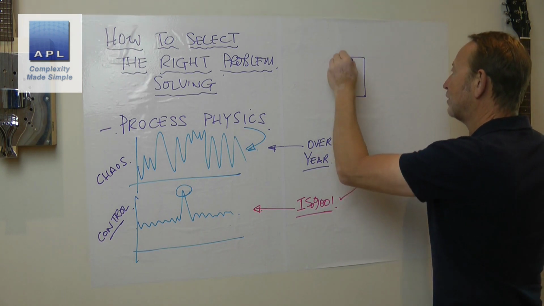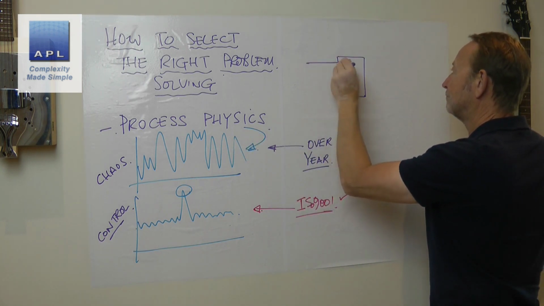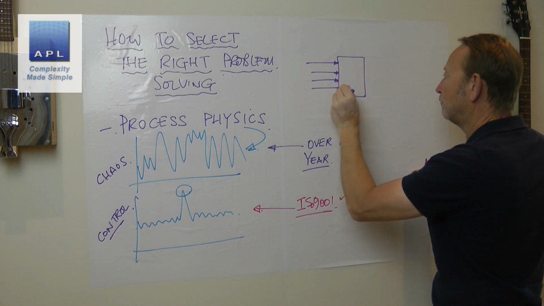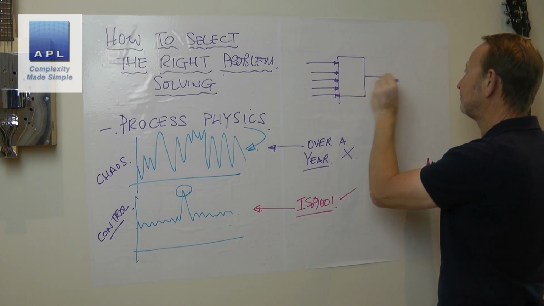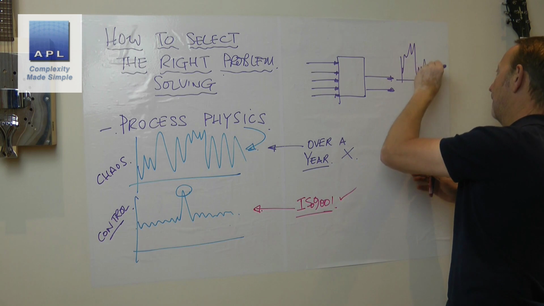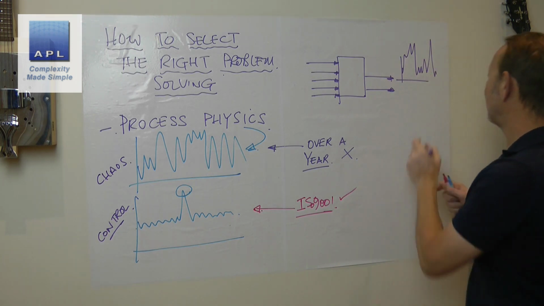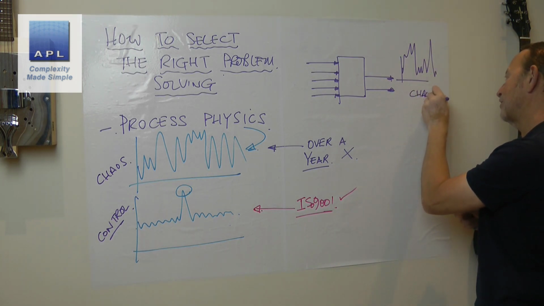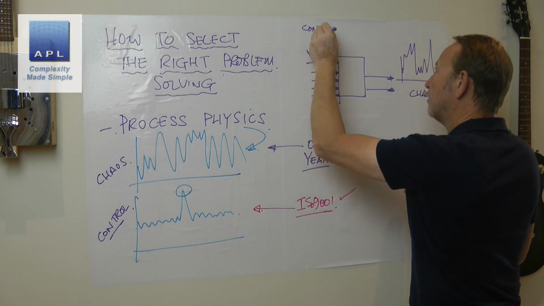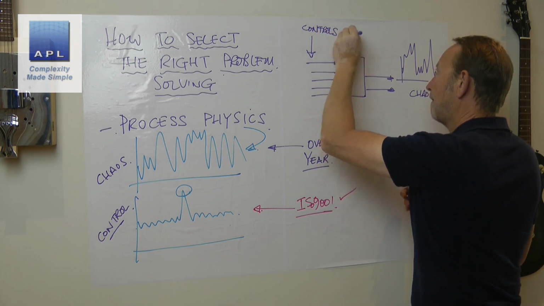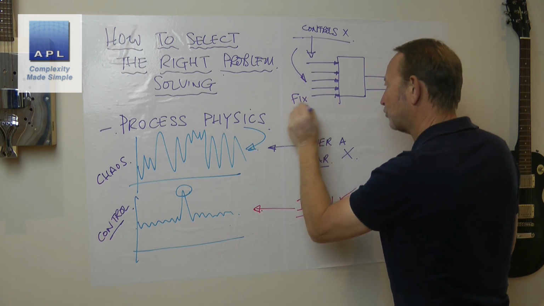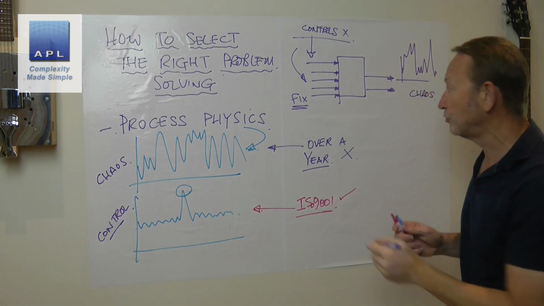If you've got a process that looks like this, you have inputs, and I'm only going to put 4 or 5 on my diagram. You've got outputs. Your outputs are all over the place, therefore the result is chaos. What don't you have? You don't have process controls here. You don't have, and by the way, what a process control means is you fix your inputs.